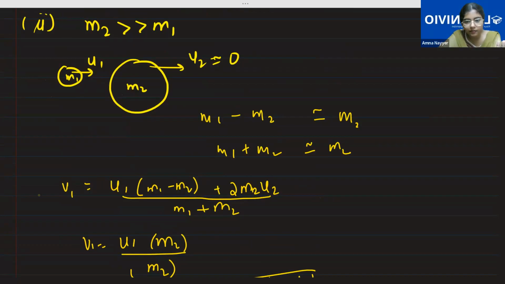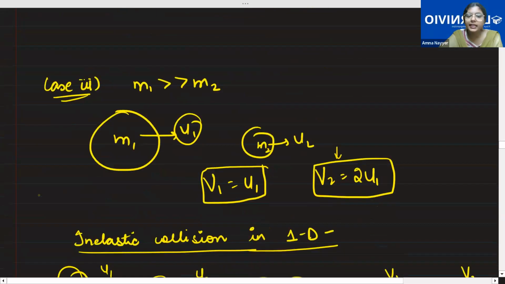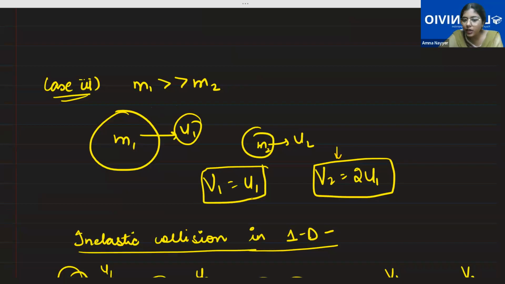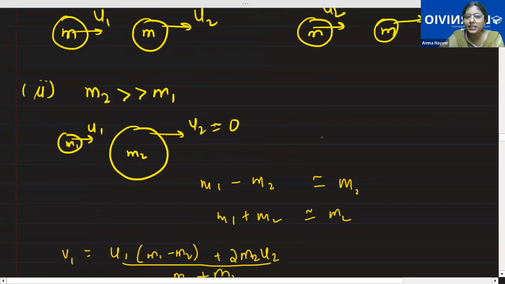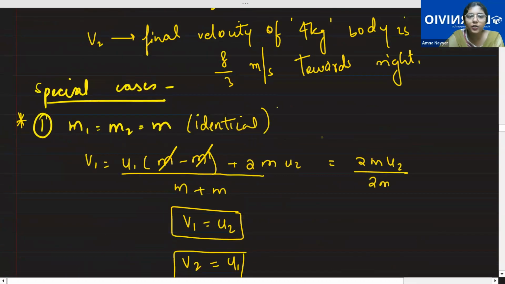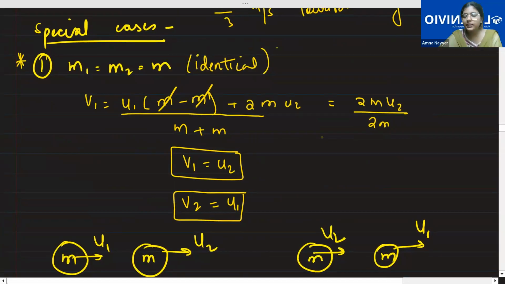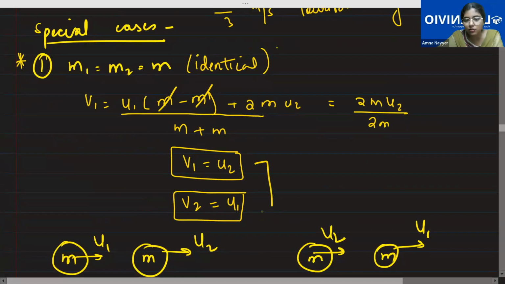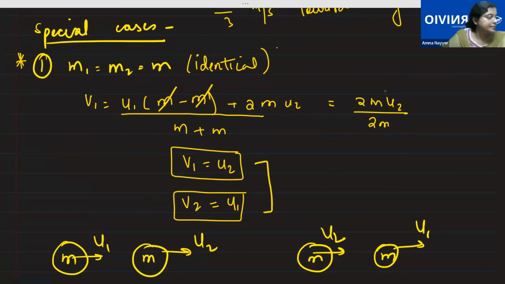Then case 3, if m1 is greater, same thing. If you put it in the formula, v1 will be equal to u1, v2 will be equal to 2u2. So this completes elastic collision. For these cases, put it in the formula of v1 and v2, which we have studied. Note it down. These help in reducing the calculations, and are helpful in theoretical questions also. Okay, write it.